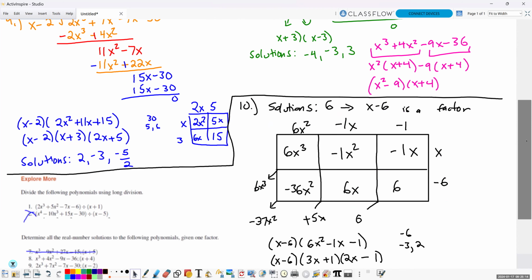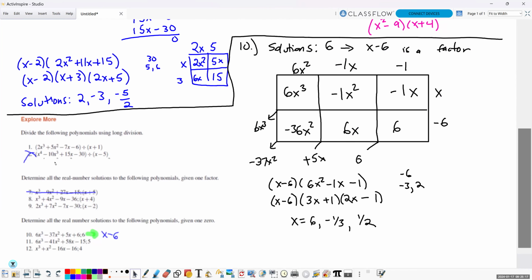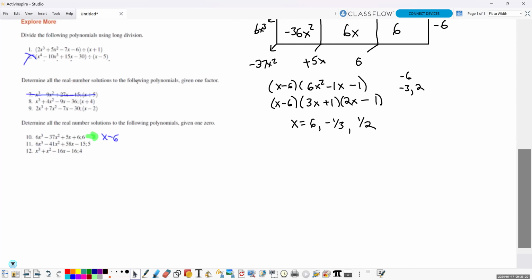Okay, so for number 11, my strategy is to divide by x minus 5 because I'm given the 0 of 5. And then I should be able to factor what's left, just like I did probably in 9 and 10, where I had to use the box method or split the middle. If you do those correctly, you should end up with solutions of 5, obviously, because you're given that one, 3/2 and 1/3.